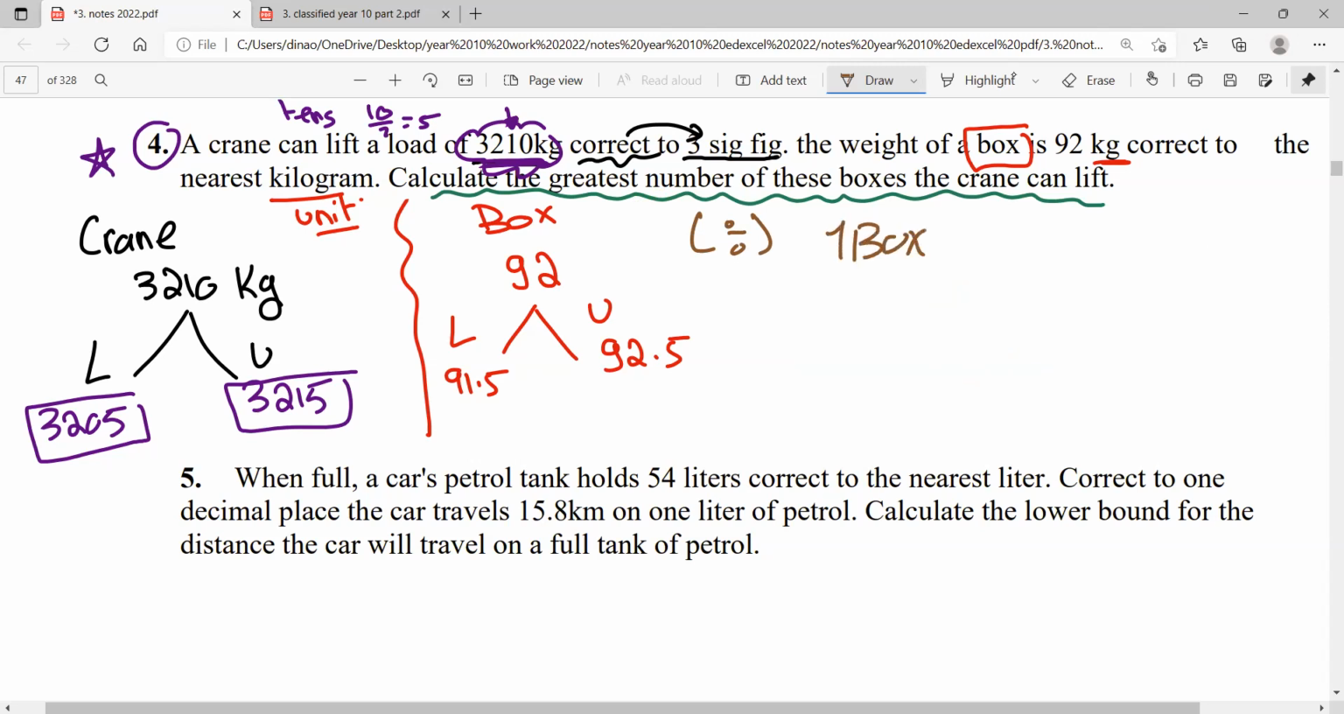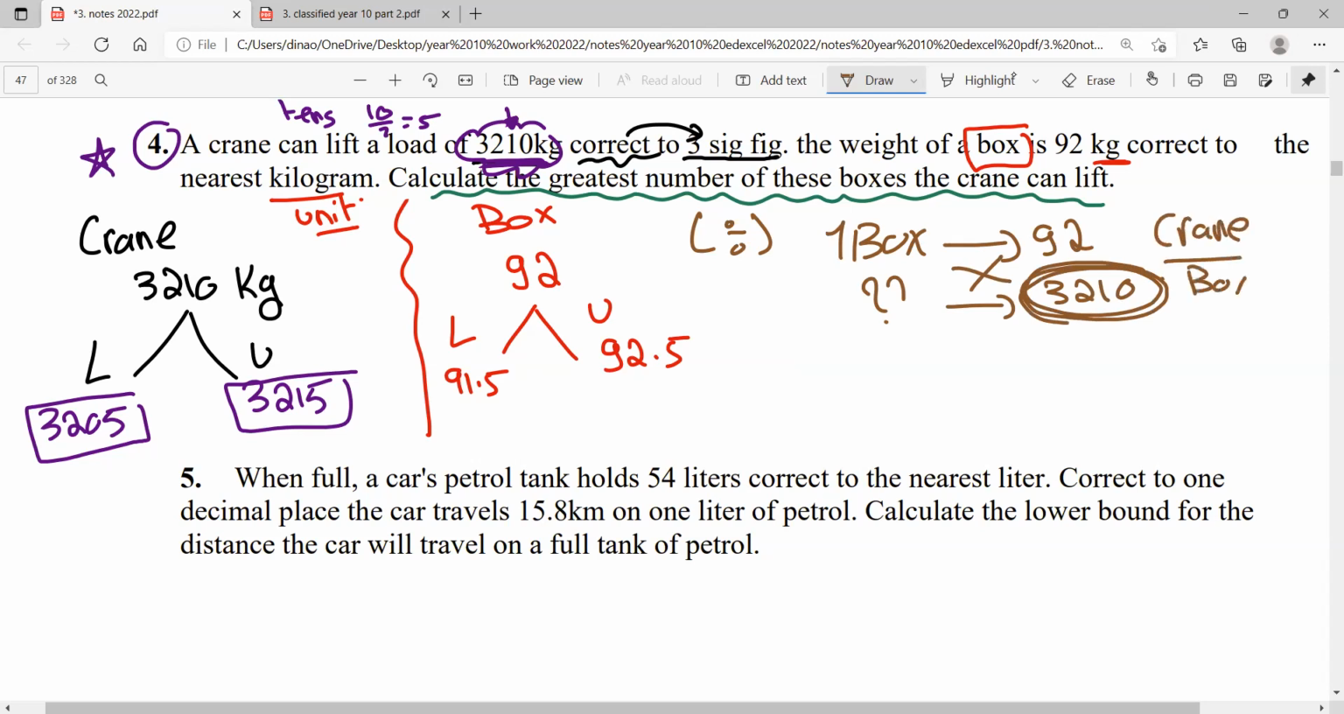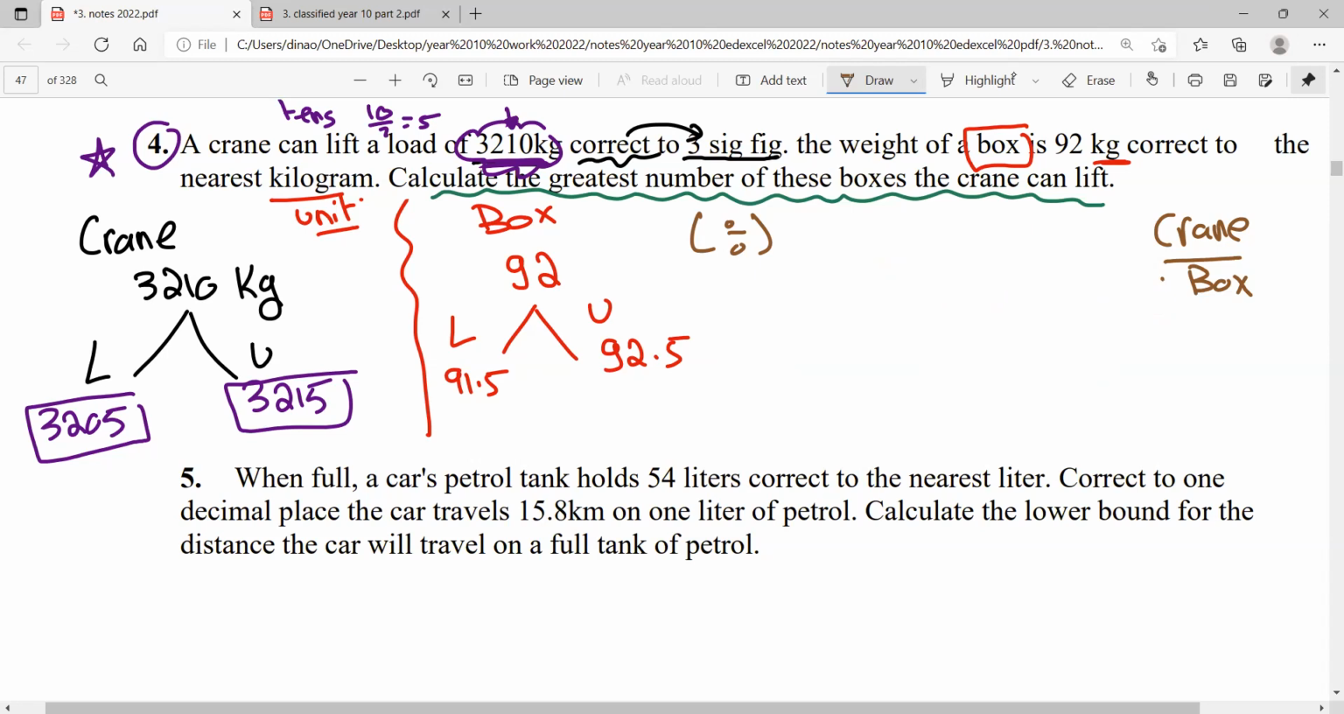If the one box is equivalent to 92 kilograms, how many boxes will be equivalent to 3210? By cross multiplication, I'll find that I will divide the crane by the box. يبقى if you cannot figure out what is the operation, cross multiply. هتسهل لي الدنيا. البوكس ب 92 كيلو. طب كام بوكس يعمل لي 3210؟ By cross multiplication, I will find out that I will divide the crane by box.